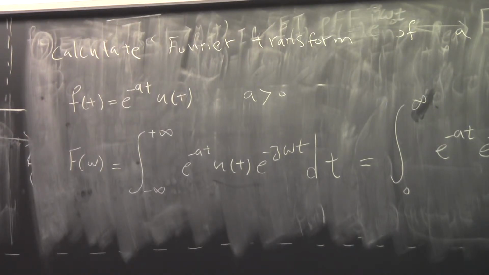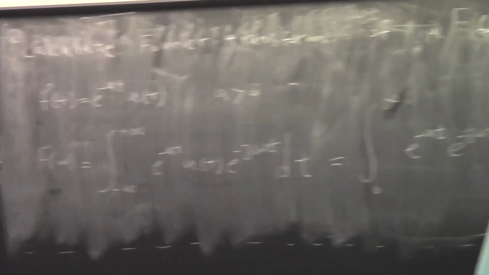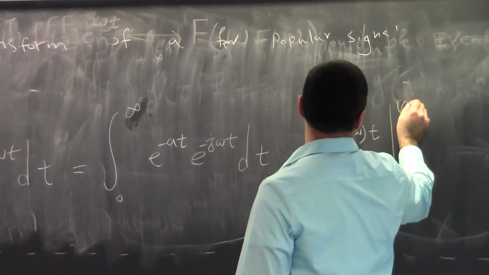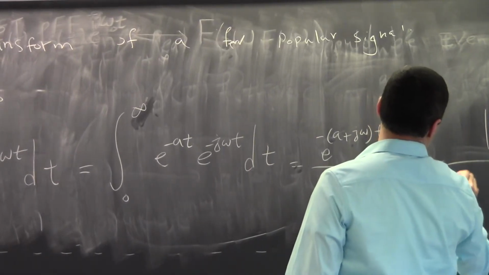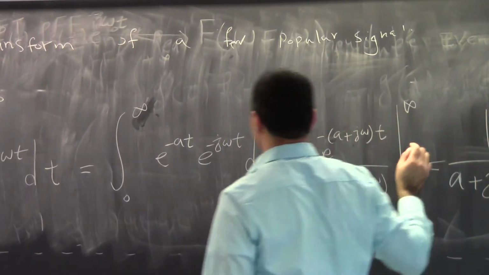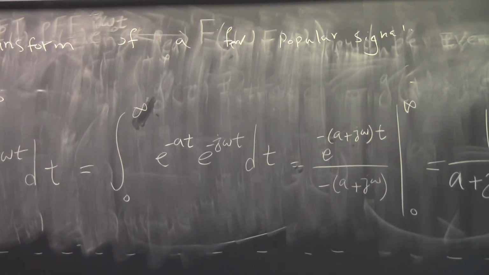And if I do this integration, actually it is minus e to the minus (a plus j omega) t divided by minus (a plus j omega), going from 0 to infinity. And this is going to give me this one. So I could calculate that this guy, e to the minus at u(t), the pair for this is 1 over a plus j omega. This is important. You should memorize it, or you should know how to calculate it again, for a bigger than 0.